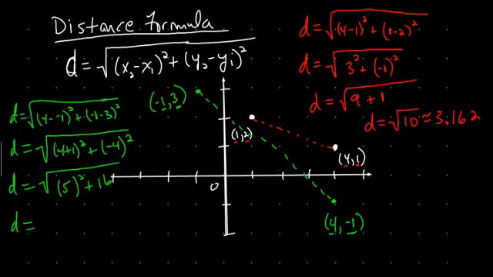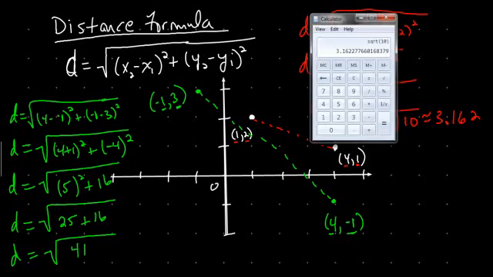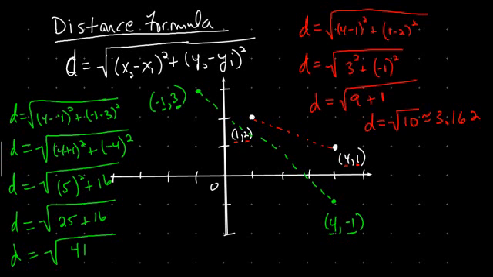D equals the square root of 5 squared is 25 plus 16. No calculators. Let's go. 5 plus 6 is 11. Carry the 1, 2, 3, 4. 41. Okay? Clear? 25 plus 16 is 41. Take the square root. We get about 6.403.